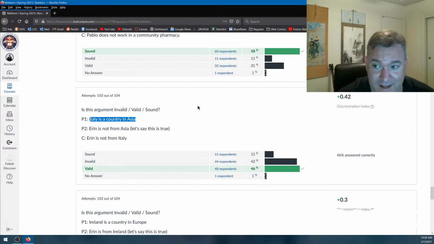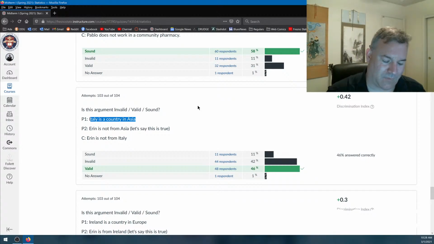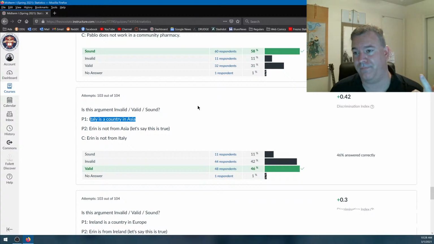Invalid doesn't mean the premise is wrong. That's soundness. Validity is the form of the argument. Is it modus ponens, modus tollens? If it is, it's at least valid. And then you have to say, okay, if it's valid, is it sound? Are the premises true? And as it turns out, Italy is not actually in Asia, as best as I can understand it.